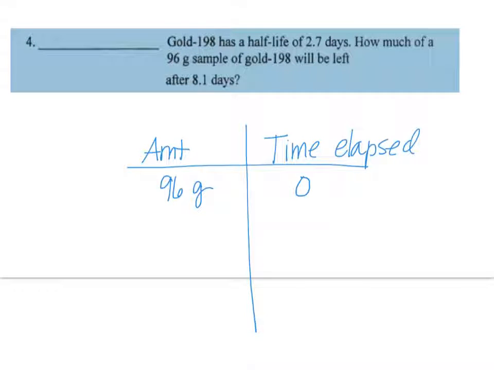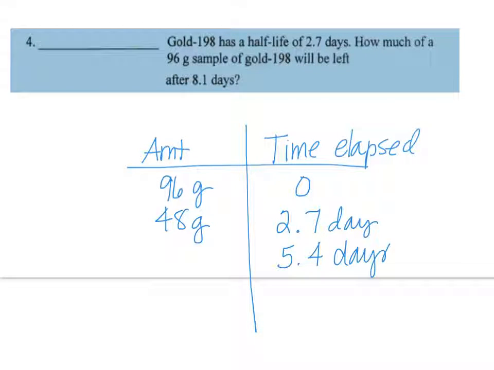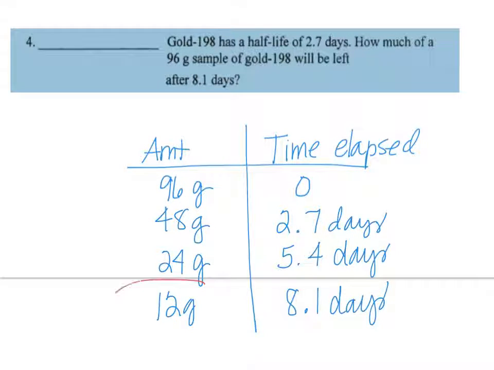So after one half-life, which would be 2.7 days, we would have 48 grams left, and then we keep going. After an additional half-life, which would be 5.4 days, remember we're just adding 2.7 each time to get to the next half-life, we would have 24 grams, and then we add another 2.7 days and we get to the 8.1 days that it's asking about, and so we do half of that and it would be 12 grams. So in fact 12 grams would be our answer. After 8.1 days, we would have 12 grams of this sample left. And I think our next one is our half-life, and then we're done with this review.